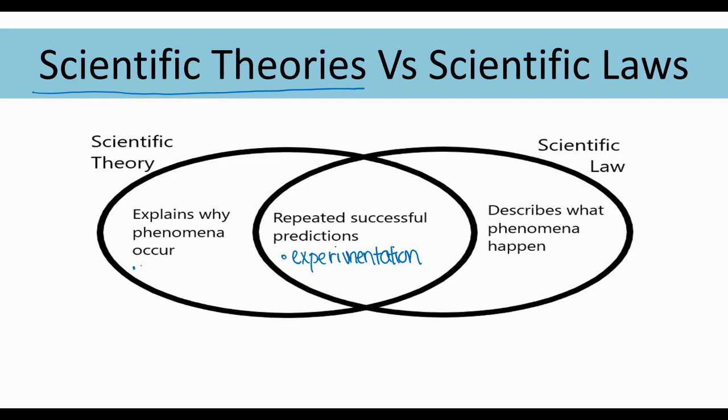A theory is going to be broader than a law. So a law then is going to be narrower. A theory is broader because it covers more things. That is what the term broader is referring to. It is explaining why the phenomenon is occurring. The scientific law, on the other hand, is describing what is happening. It is going to focus on specific conditions, okay?